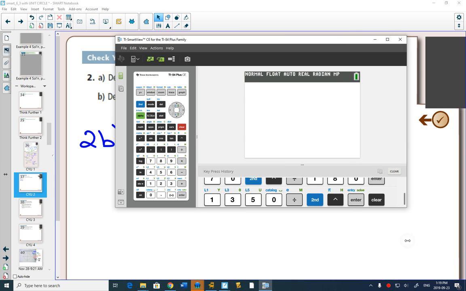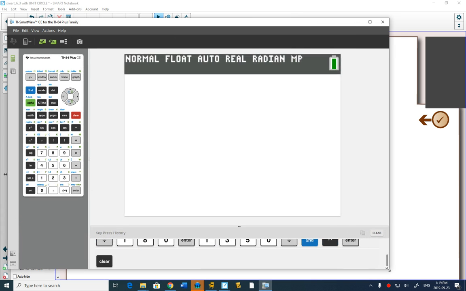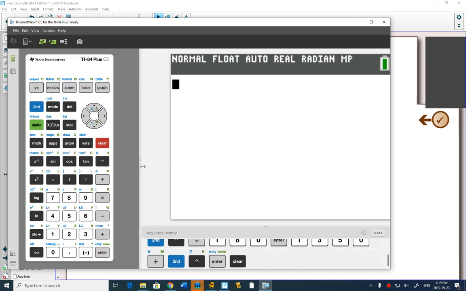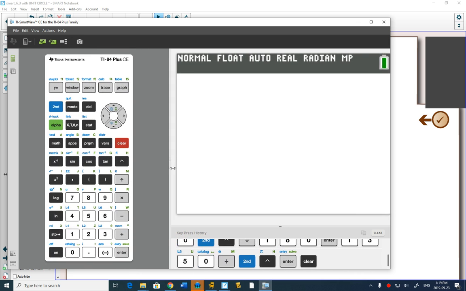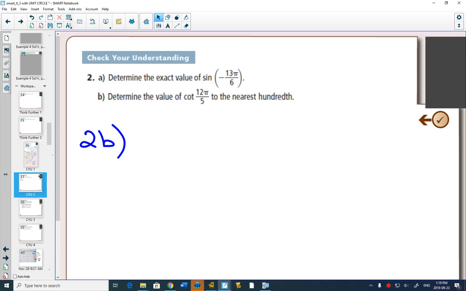I'm going to make my calculator even bigger so that you can see it better. Let's check this out. There we go. There you can see the buttons better. So we have a sine button, a cos button, a tan button, but no cotangent button.